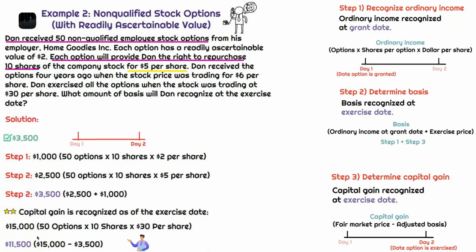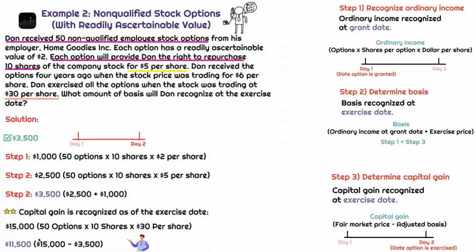Okay, so assuming Dan exercised the options when the stock was trading at $30 per share, that would mean that the adjusted basis, as we determined, was $3,500 when Dan was selling them at the $30 per share amount. Okay, which would be $15,000 less the $3,500 adjusted basis. And absolutely Dan would exercise these options because the sales price is much higher than that price he would have to repurchase them. Okay, so $11,500 would be the capital gain if Dan decided to exercise the option, which would be recognized again at that exercise date.